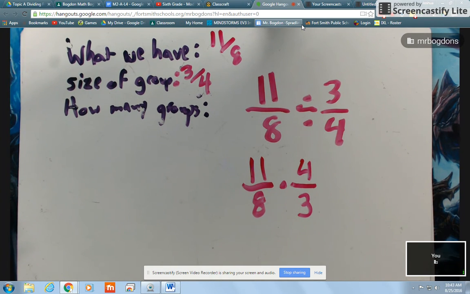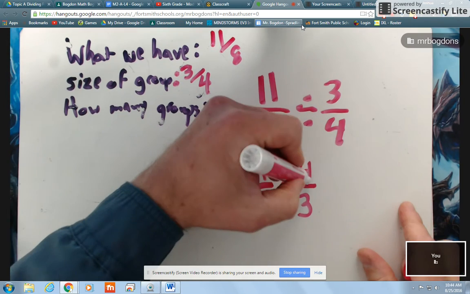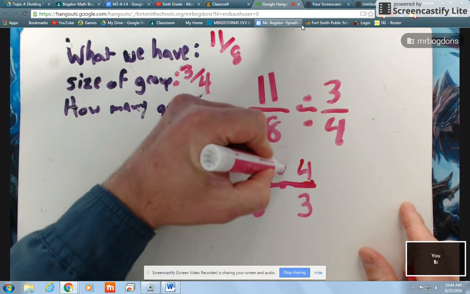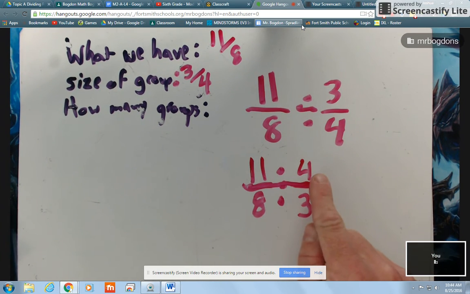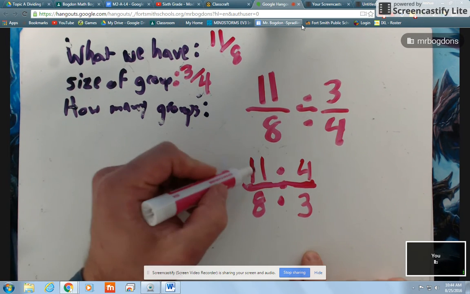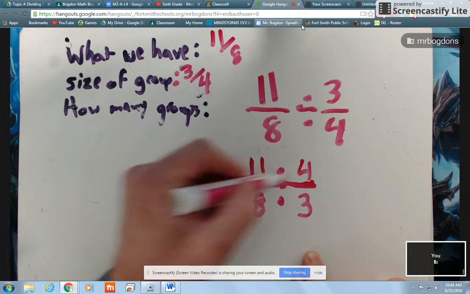Now I have two options right now. I could multiply straight across and get 44 over 24. And then I have to divide 44 by 24. That sounds like no fun at all to me. Another way of thinking about this problem is this is really 11 times 4 over 8 times 3. Is there a shared common factor between any one of these numbers?